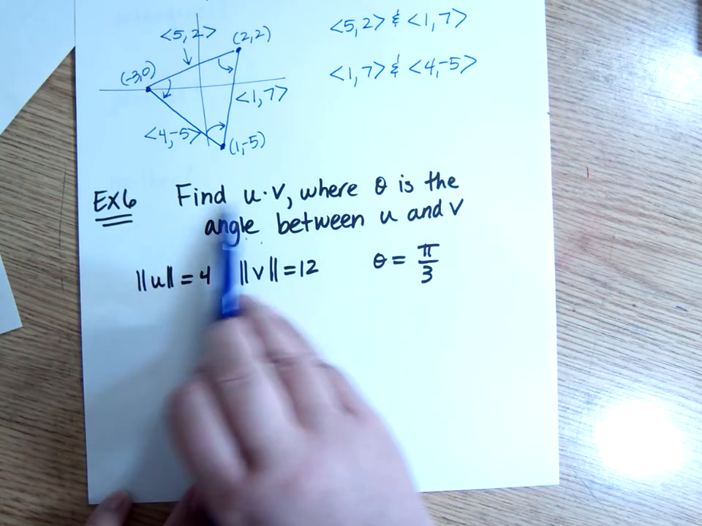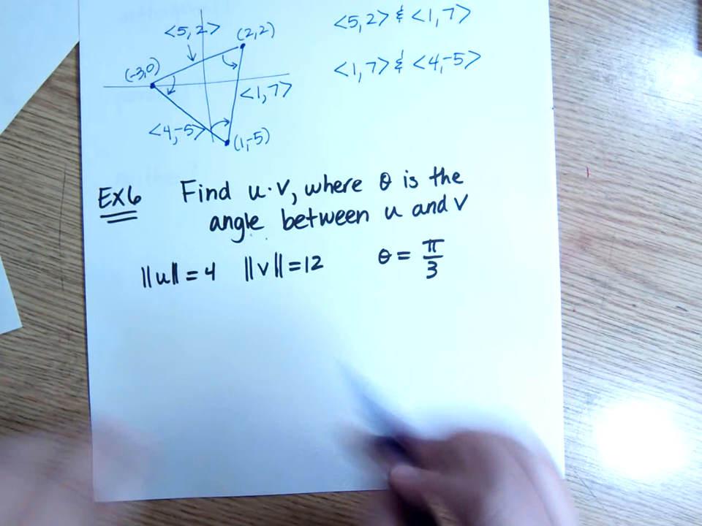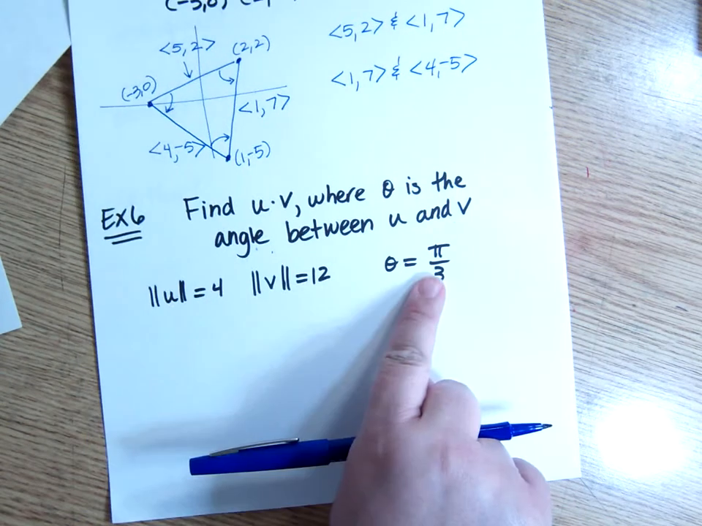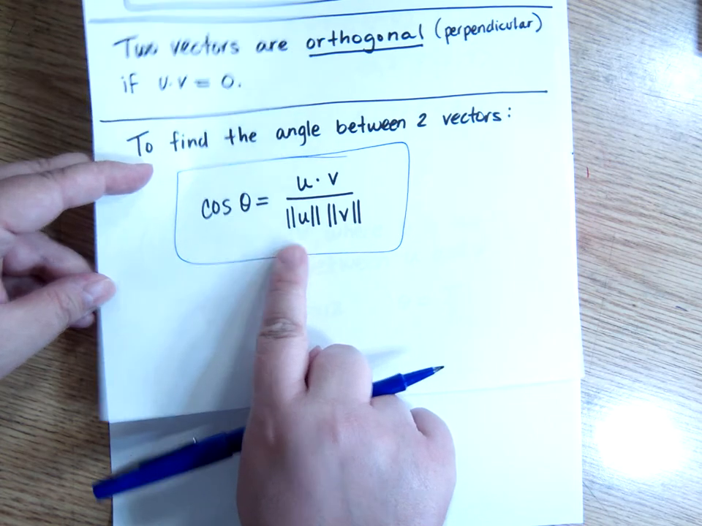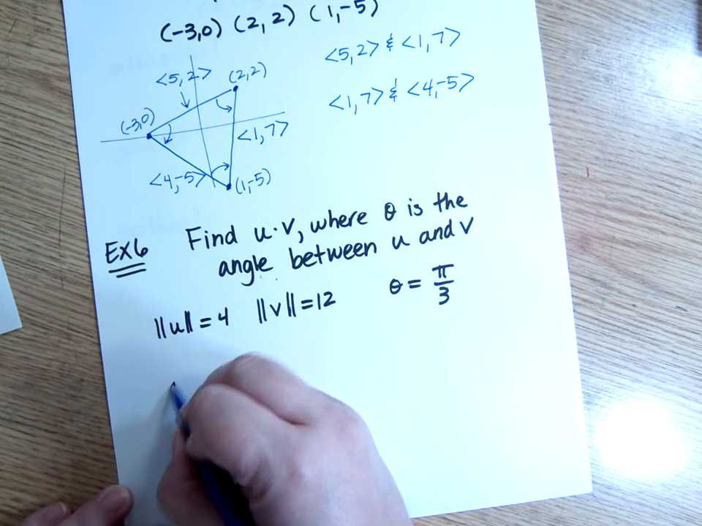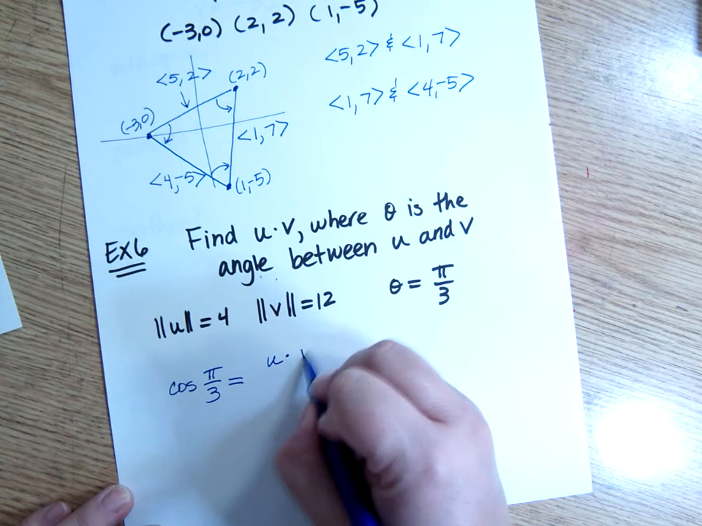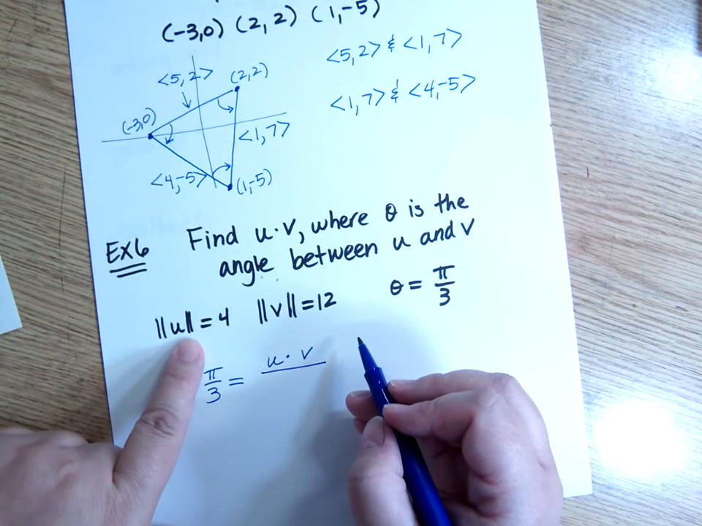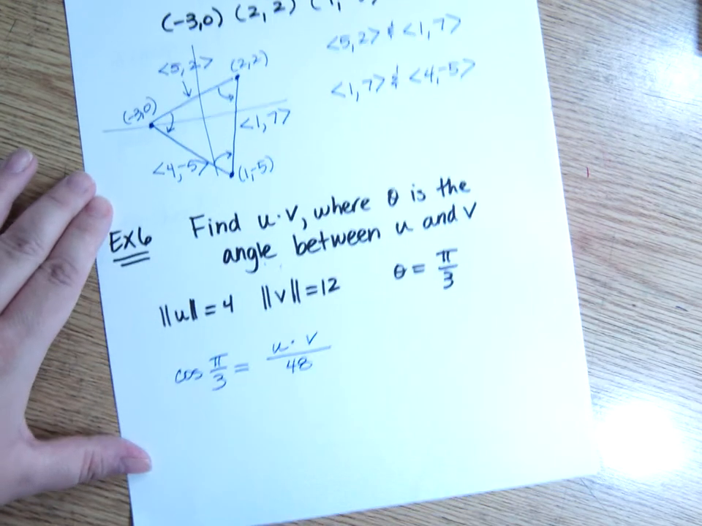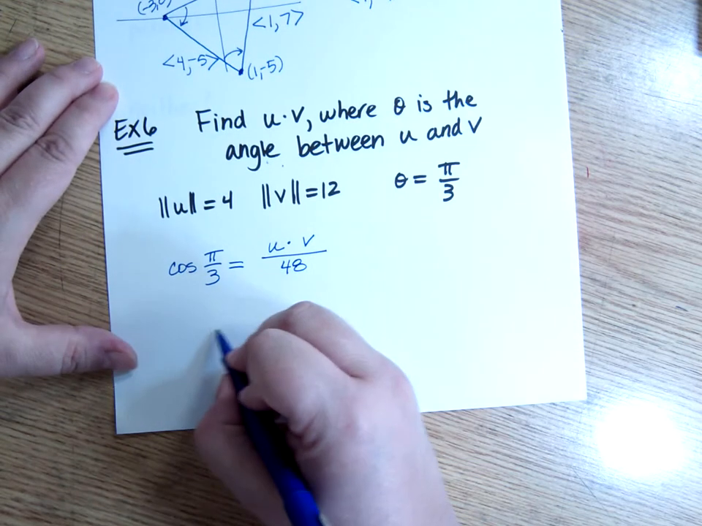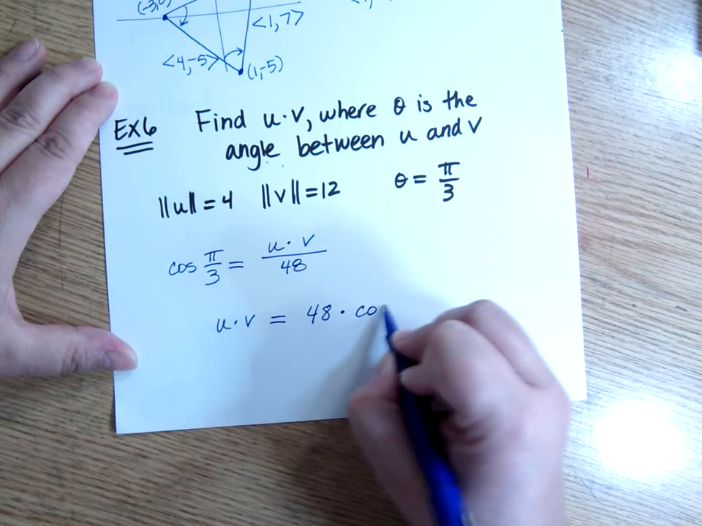Okay, find the dot product of u and v, where theta is the angle between u and v. Well, look at how many things we have here that are familiar from this formula. So I'm going to plug those things into this formula and see what happens. So cosine of pi over 3 equals dot product of u and v over magnitude of u times magnitude of v. So that's 4 times 12, which is 48. So in other words, using the formula, I could get the dot product of u and v by multiplying 48 times cosine of pi over 3.